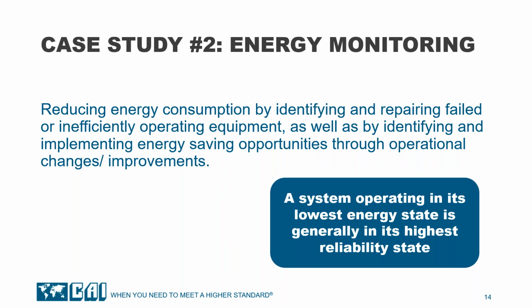And one of the things that I make the claim of is a system operating in its lowest energy state is generally at its highest reliability state, given an operational context, right? So if it's having to work harder to produce the same results, something is probably on its way to getting broken, right? And so if we can monitor the energy side, we can actually improve the reliability of the system.